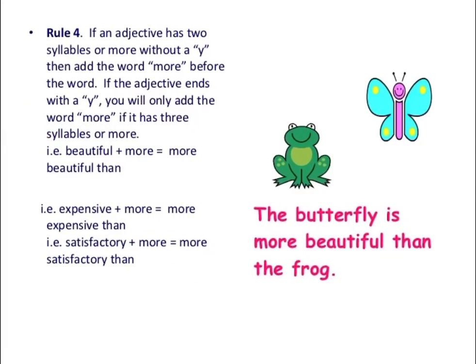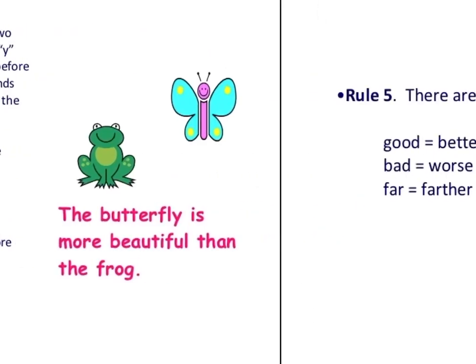Rule 4. If an adjective has 2 syllables or more without a Y, then add the word more before the word. If an adjective ends with a Y, you will only add the word more if it has 3 syllables or more. Beautiful plus more, more beautiful than. Expensive plus more, more expensive than. Satisfactory plus more, more satisfactory than. The butterfly is more beautiful than the frog.